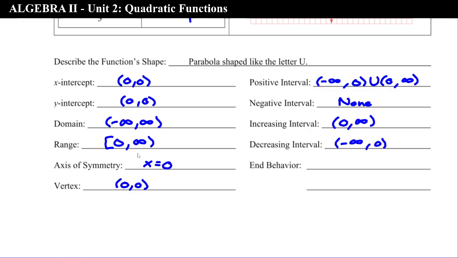And then finally our end behavior. As x approaches negative infinity, well, you know on the left-hand side it's going up, so f of x is going to infinity. And then as we look at the other side, as x approaches positive infinity, on the right-hand side, f of x is also going up, so it's going to positive infinity.